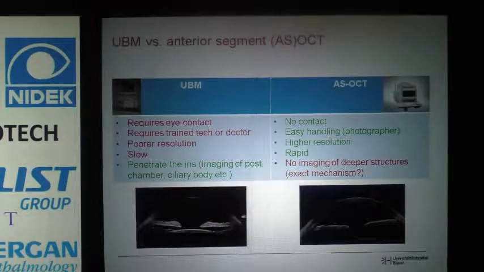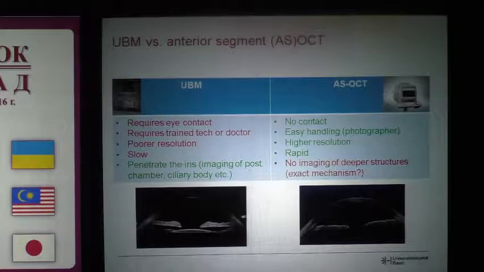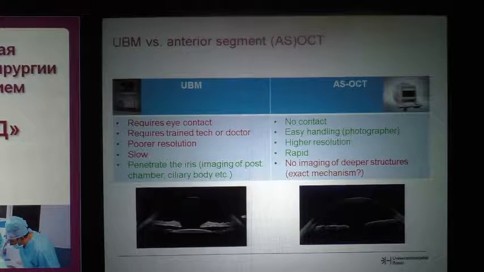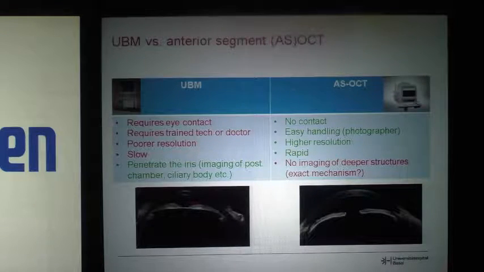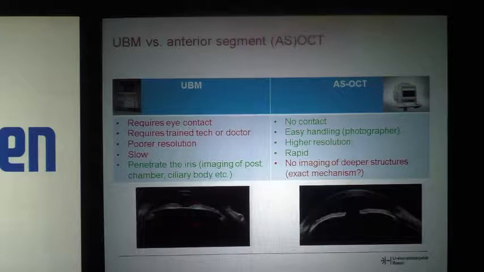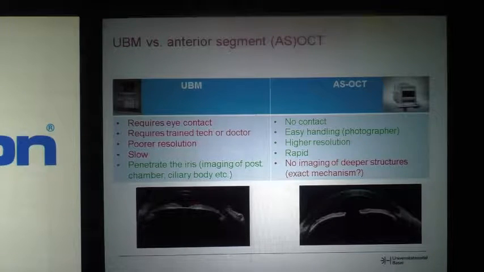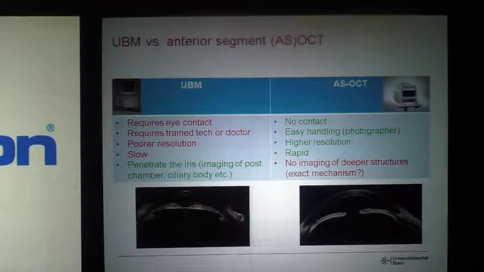Anterior segment imaging, such as OCT, is very widely used. The big advantage compared to UBM is that there's no contact, and there's easy handling. Basically, a photographer can do that. It has high resolution, and it's very rapid. However, the great disadvantage is that we cannot see structures behind the iris, as you see in the next slide here. On the lower right picture, which is OCT, you don't know what's behind the iris, if the lens is thick, or if there's a tumor, and this can be better seen with UBM. So personally, I prefer to do a UBM rather than anterior segment OCT.